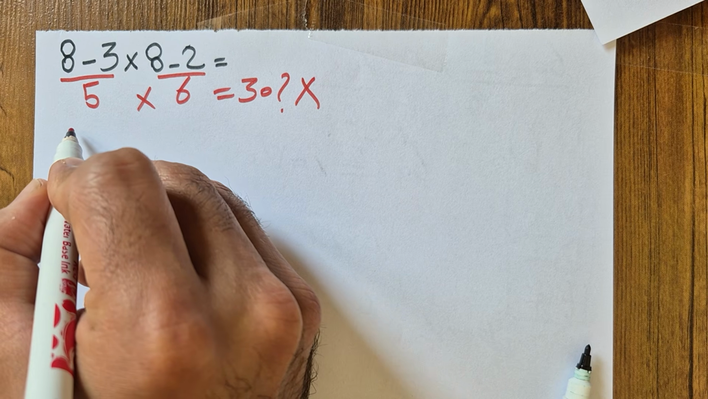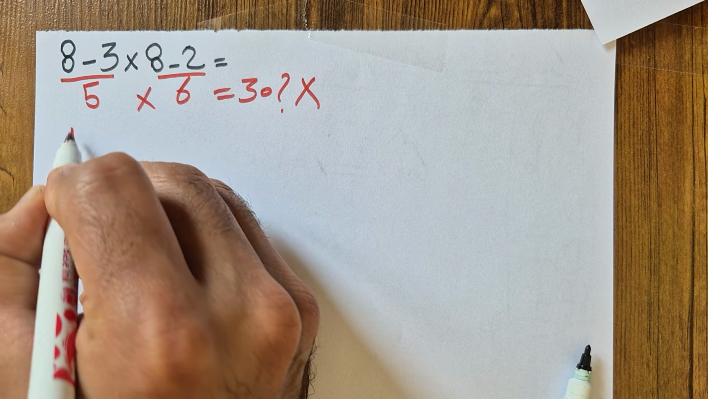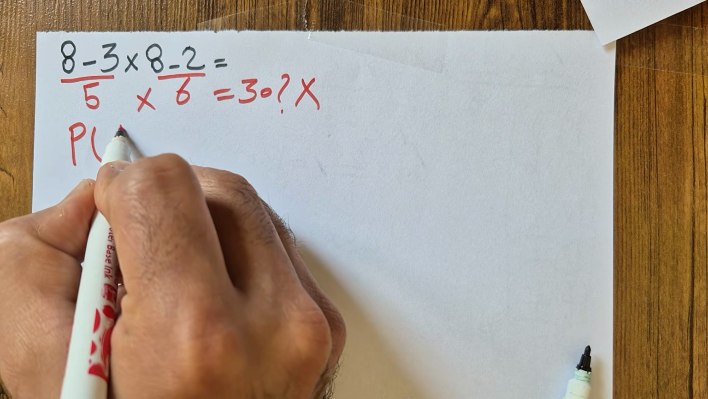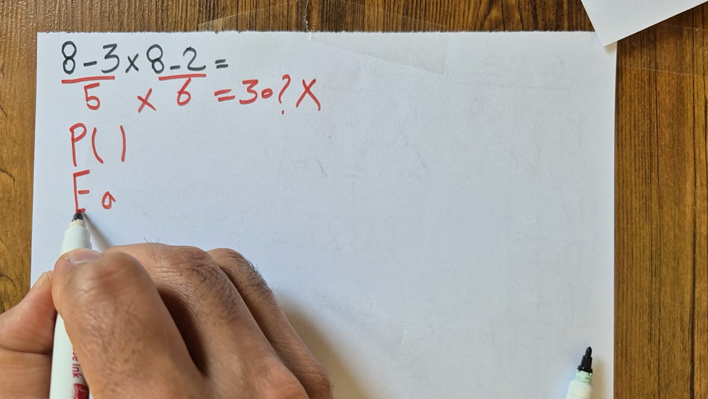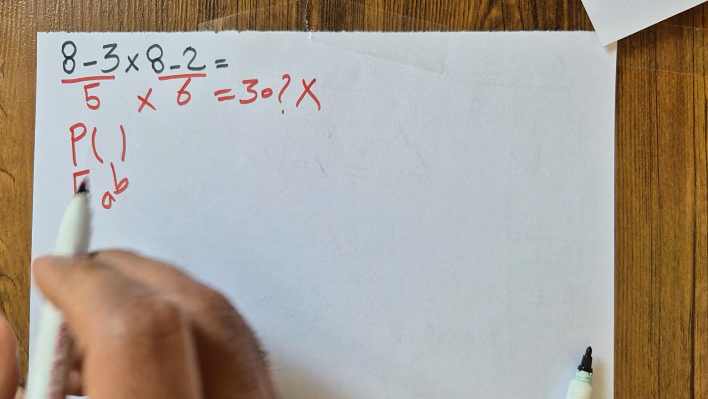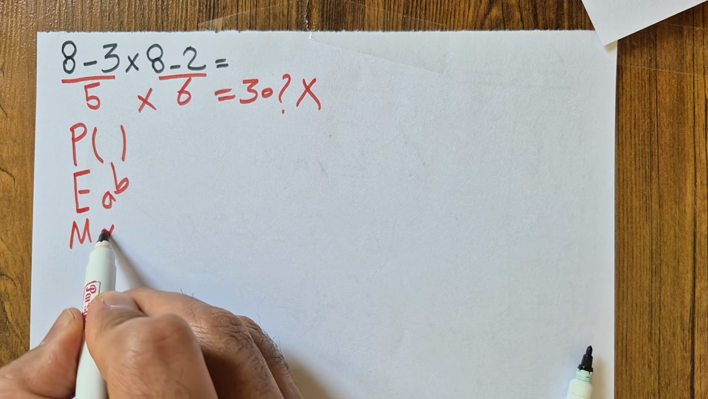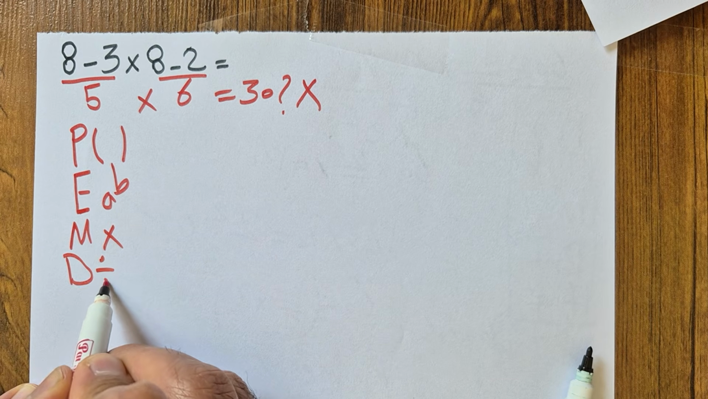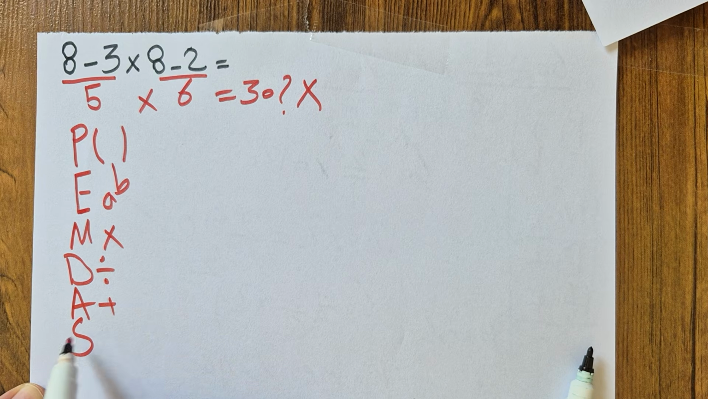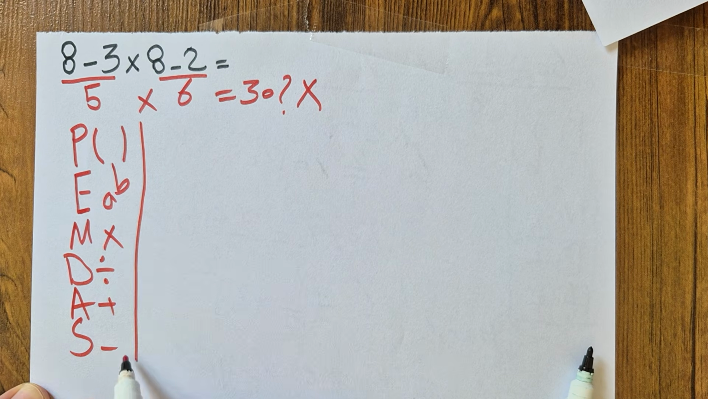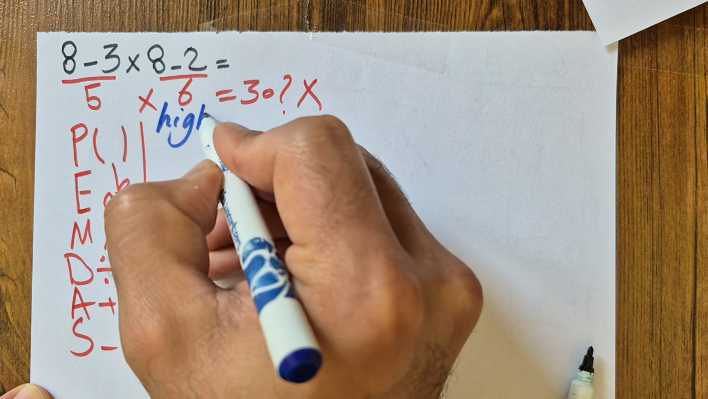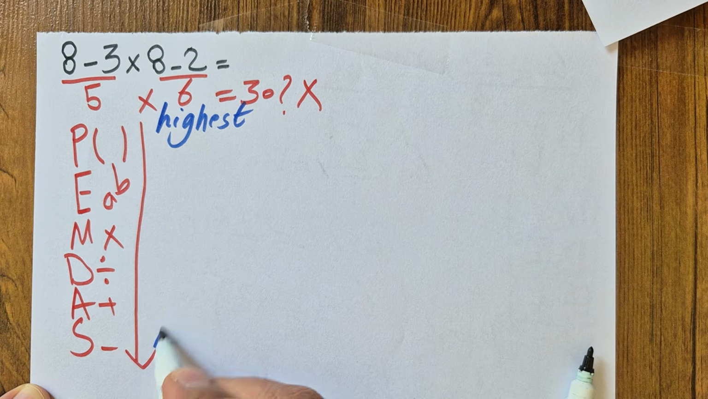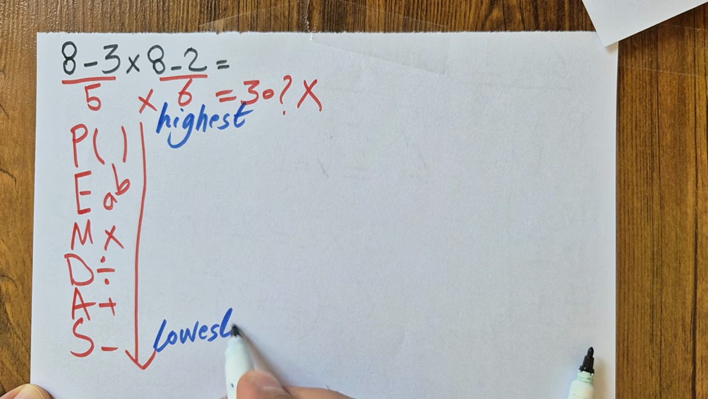It is called PEMDAS. It's an acronym. It stands for P for parentheses, E for exponent. Oh, that's an ugly E. M for multiplication, D for division, A for addition, and S for what? You tell me. Subtraction. And this gives us an arrow of priority from the highest to the lowest priority.